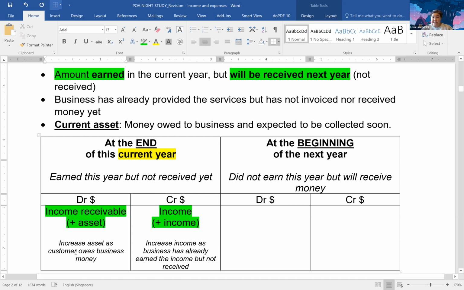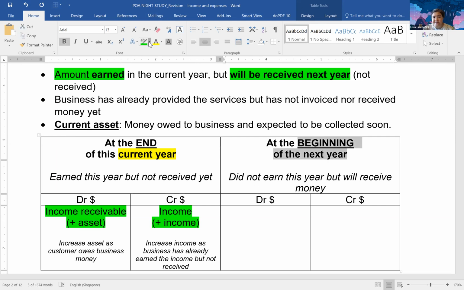So everybody can understand this double entry? If you cannot understand this double entry, you can key into the chat. Miss Lim, please explain that again. I will count to 5, let you digest this. Then I will go to the beginning of next year. Okay, if you are okay with this, let's take a look at the beginning of next year.